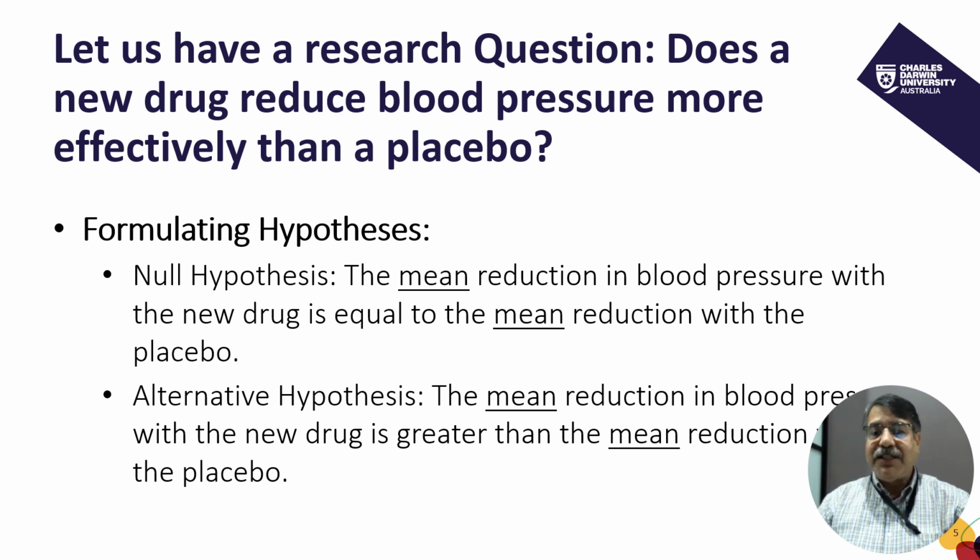Statistical hypothesis testing is predicated on statistical significance. Now, where does that statistical significance come from? It comes from the p-value. In our example, we prefer to test the null hypothesis, which is that the average reduction in blood pressure with the new drug, according to our null hypothesis, is equal to the mean reduction with the placebo.